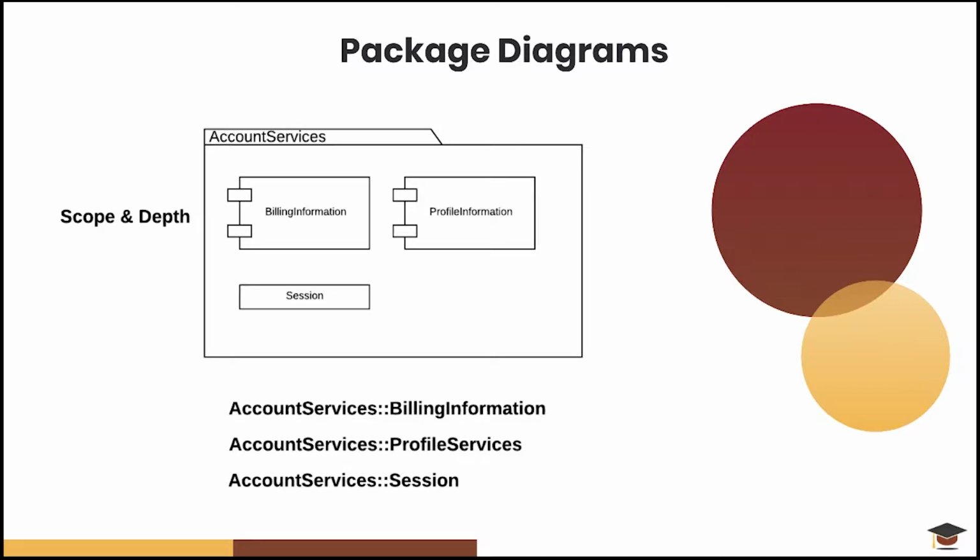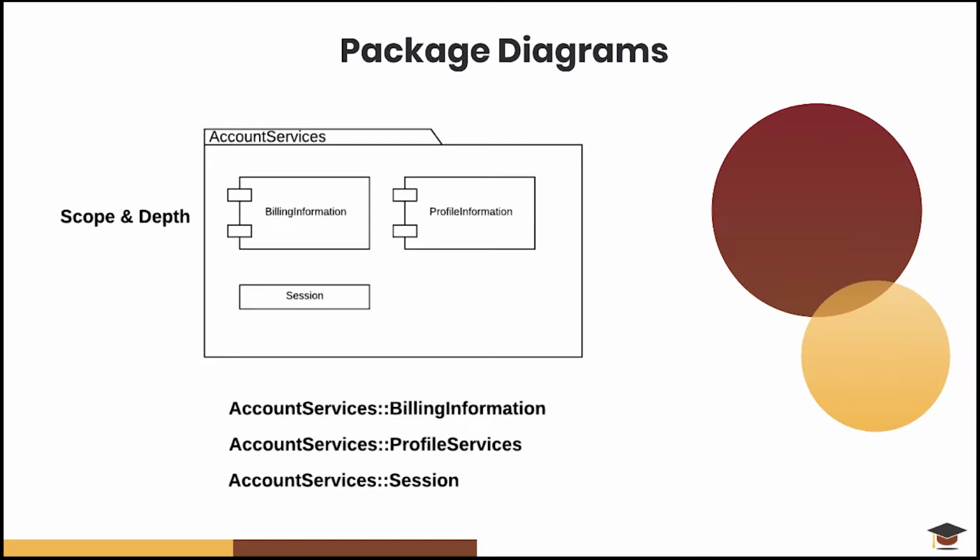So in order to access those nested objects or classes or whatever, we have to know how to access it through scope. And the way to do that is to create what we call a qualified name. And a qualified name is essentially the full path to accessing that nested object or class. Now, in this example, we've got our package account services, billing information, profile information are our nested components, and session is our nested class.